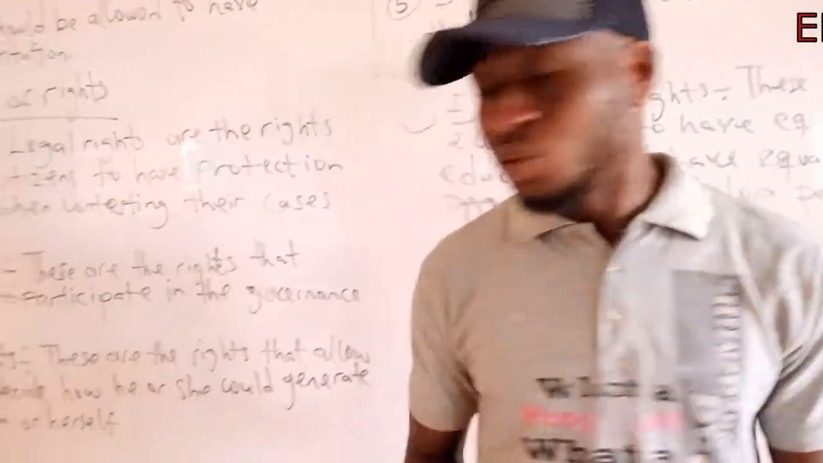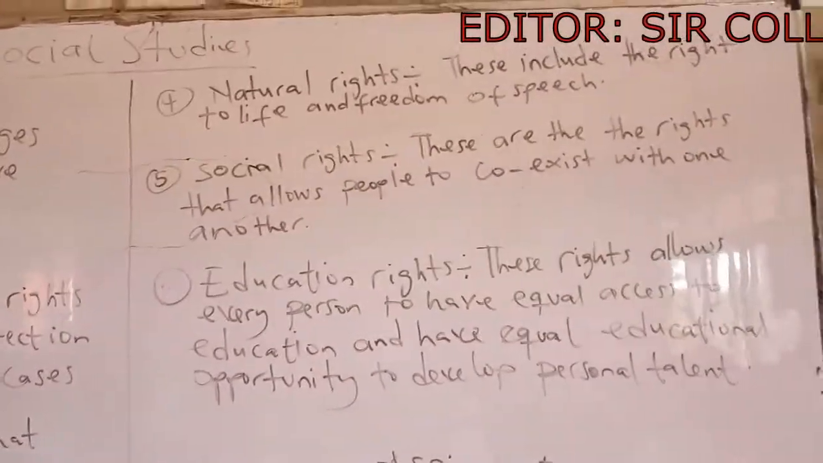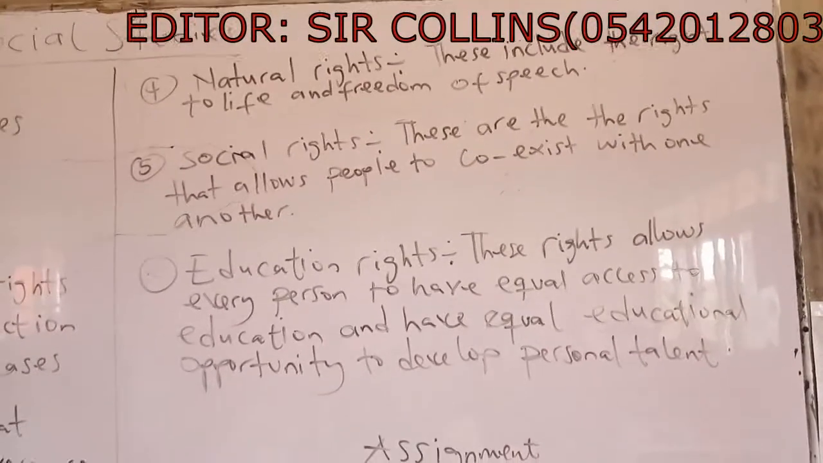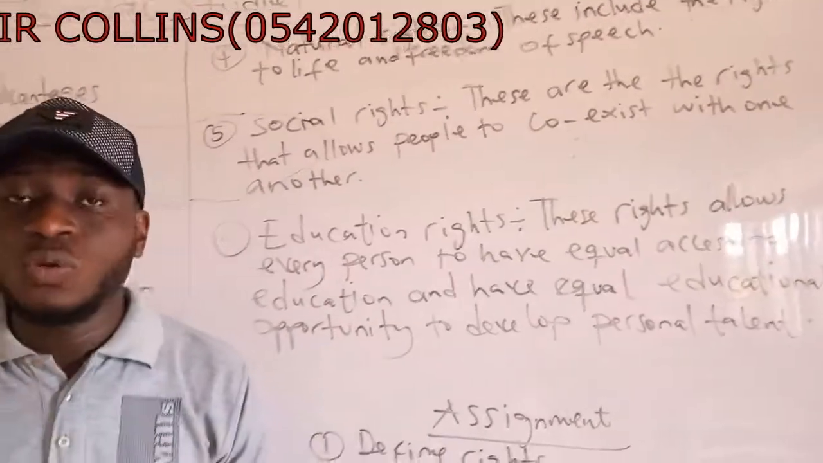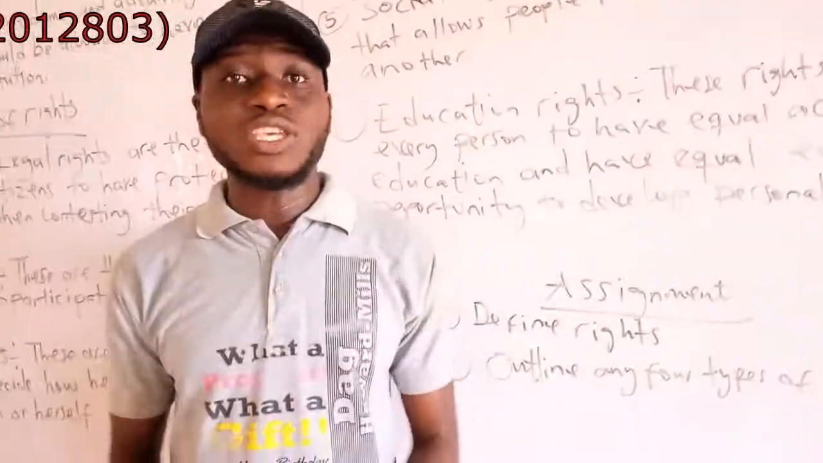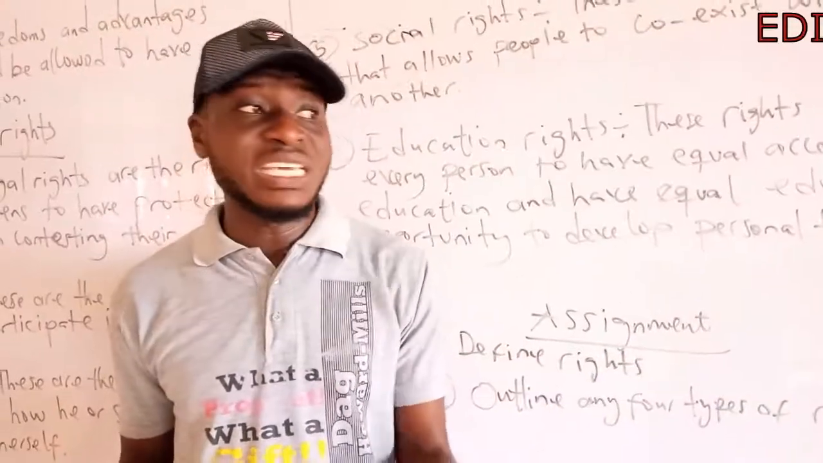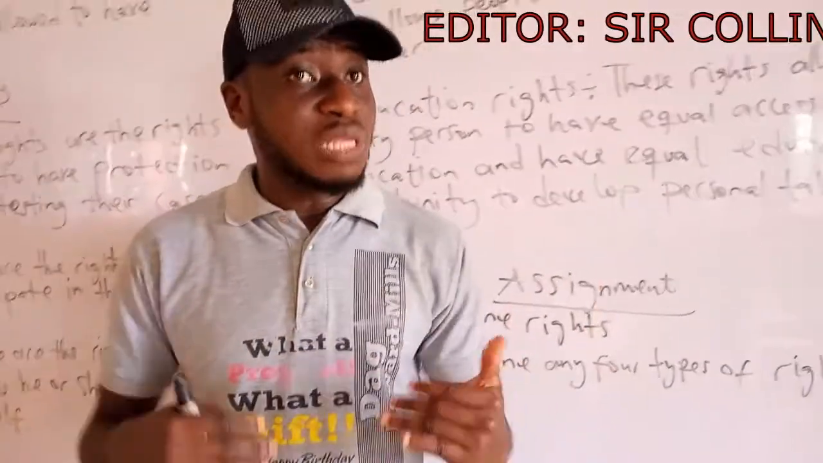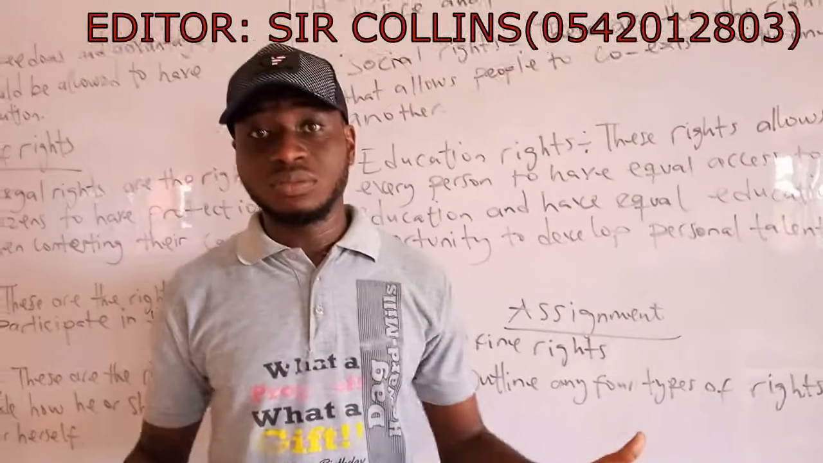Good. Let's come to natural rights. These include the right to life and freedom of speech. This right is given to us by nature. Nobody can take your life. You get it? So it's inherent. It's like it's God-given. Nobody can take it from you. So you have the right to live. Nobody can kill you. That's the reason why you walk freely around.